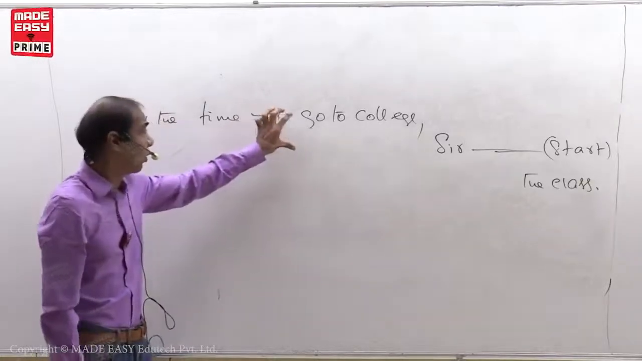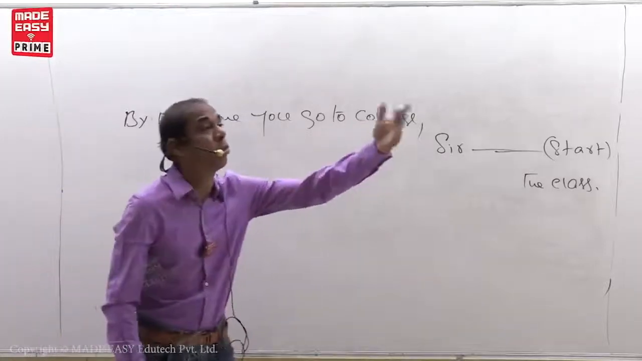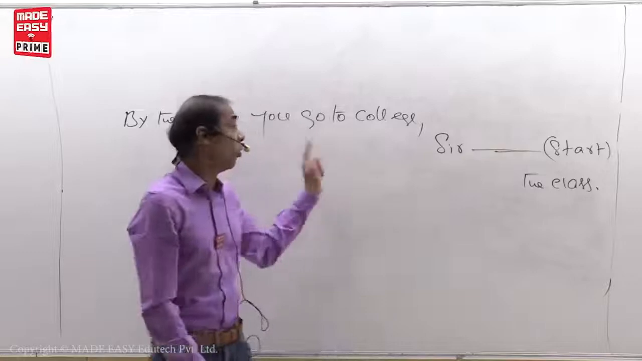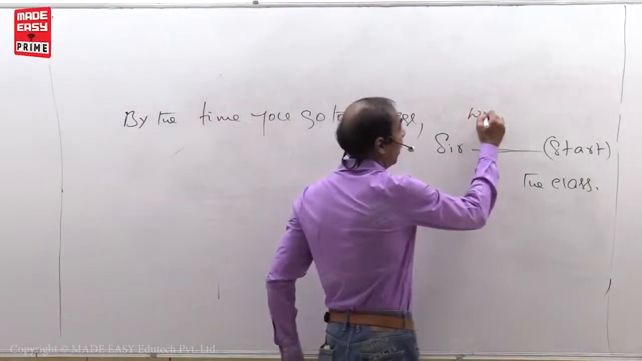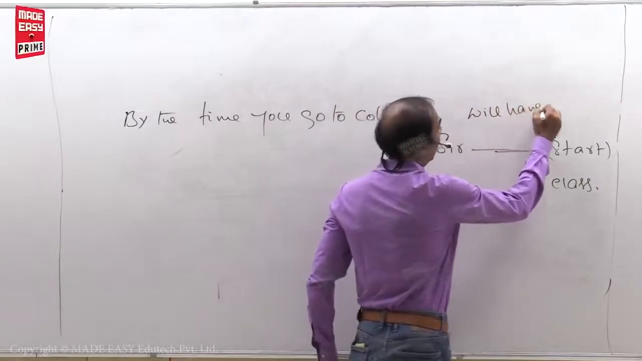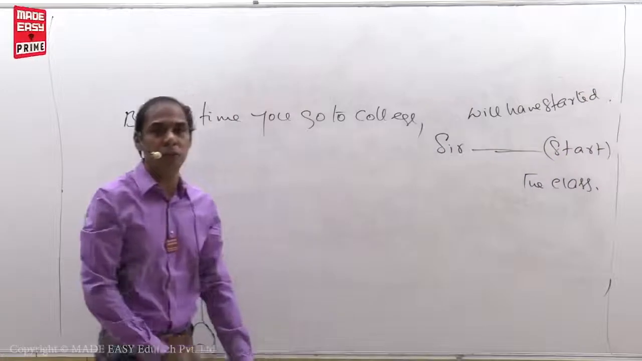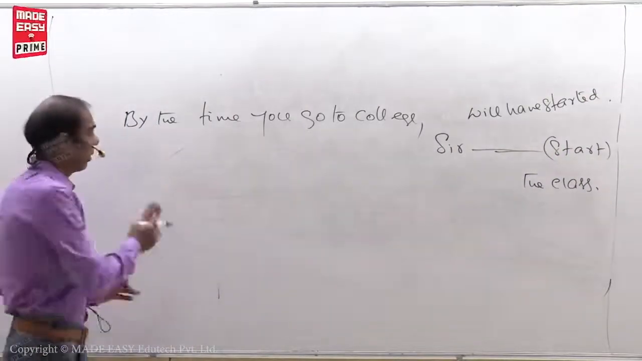So, two actions are going to happen here. What are the two actions going to happen? One, my daughter has to go to college. Second, Sir will start the class. In these two actions, what is the first action going to happen? This one. Sir will have started. That's it. Okay? Any doubt? One more.